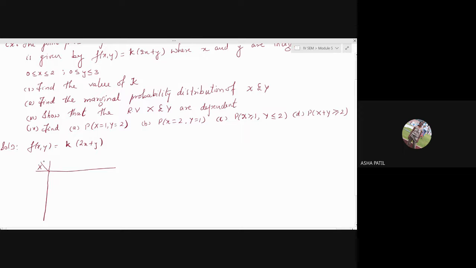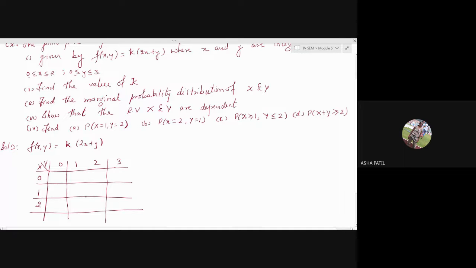Here we'll take the value of x vertically, y horizontally. So what are the values of x? X takes the values from 0 up to 2, that is 0, 1 and 2. And the values of y are 0 to 3: 0, 1, 2 and 3. Now we'll go for the function, the corresponding values of f of xy, which is given by k into 2x plus y.